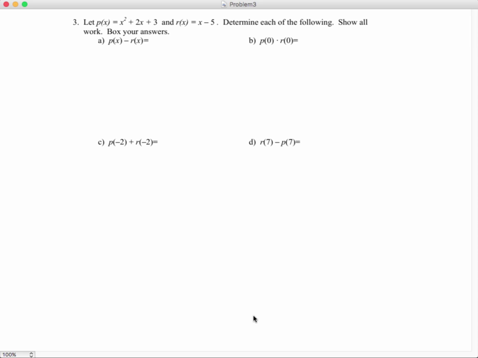Okay, so they've given us a couple of polynomials here. One of them is a quadratic, the other one is a linear, and they've asked us to do some different evaluations with them, some function evaluations. So the first one is p of x minus r of x.